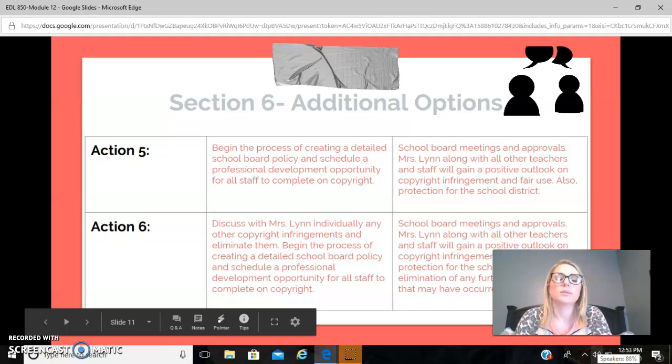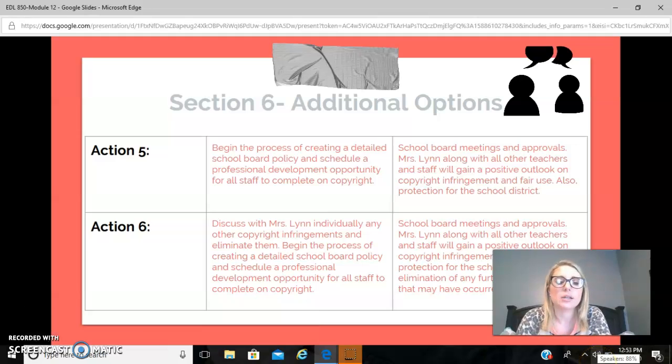Some additional options. Action 5 would be to begin again the process of creating a detailed school board policy and scheduling professional development for all the staff to complete on copyright. This again would involve school board meetings and approvals. Mrs. Lynn, along with the other teachers, would gain a positive outlook and knowledge on copyright infringement and fair use. It would also protect the school district from further liability.